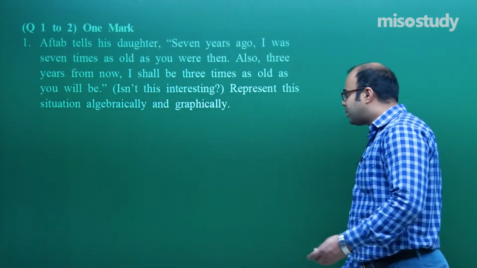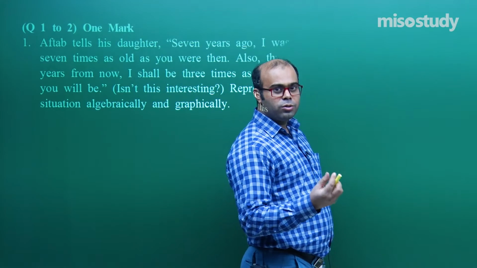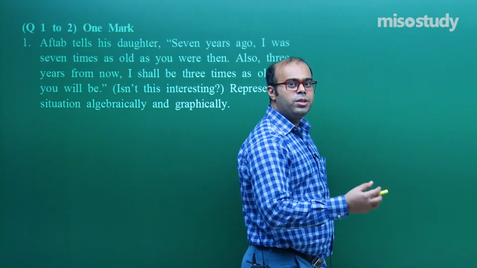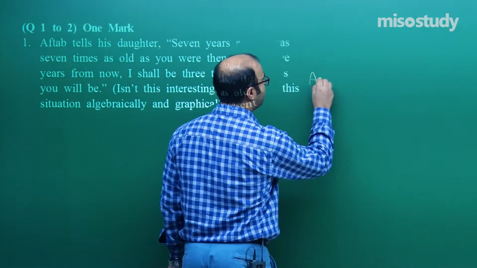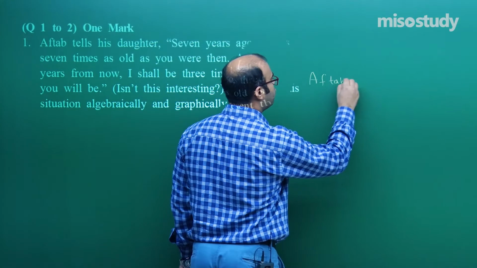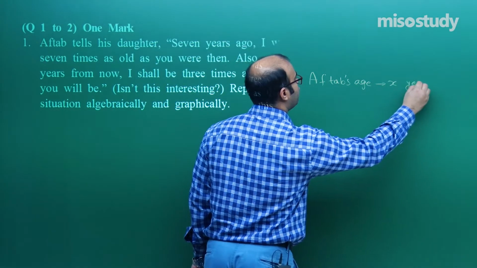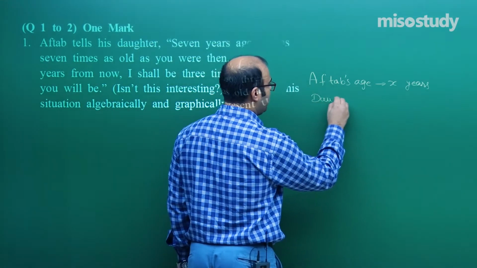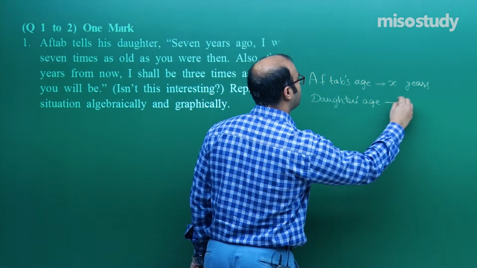So what Aftab is saying to his daughter is that my age was 7 times your age 7 years ago, and 3 years later my age will be 3 times your age. So suppose that Aftab's age right now is x years. We take x variable for denoting Aftab's age, and the daughter's age I am taking as y variable. So how can we represent this situation?